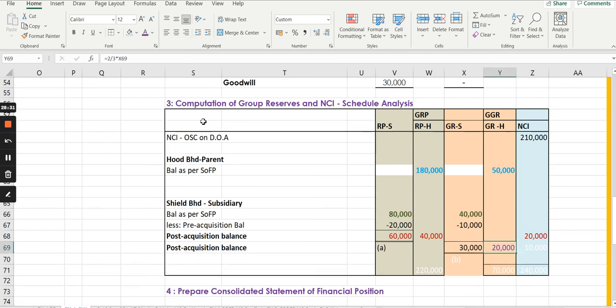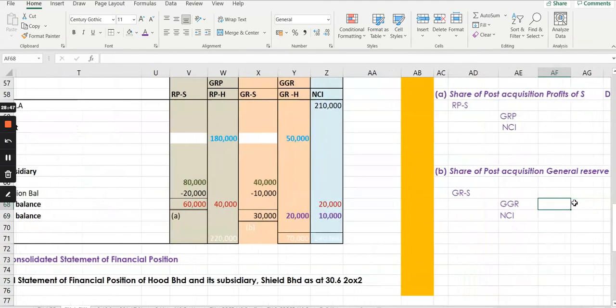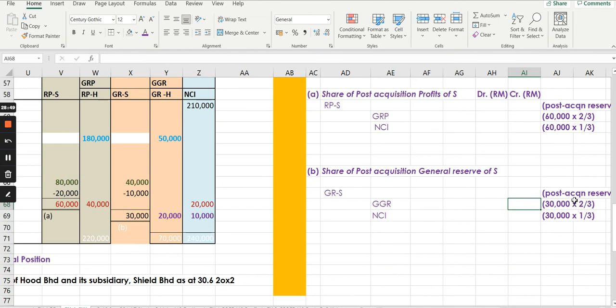20,000. I'm using purple. And another 1/3 will be shared by the parent, by the non-controlling interest. So 10,000. So the next stage, if you are to do the journal entry, will be to go and share the post-acquisition profits of S. S means subsidiary. So the retained profit, the total is 60,000, the one of the subsidiary.